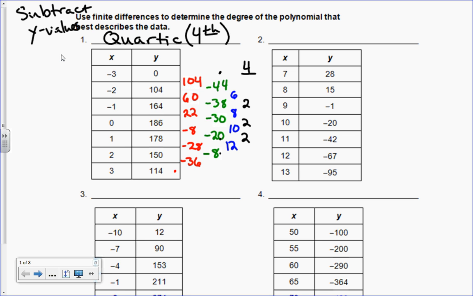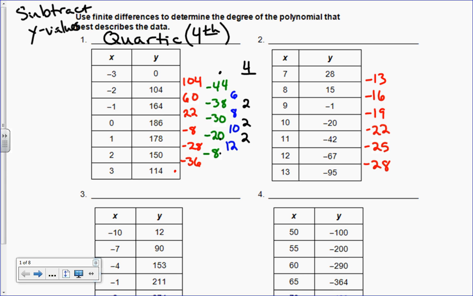Alright, look at number 2. Got the same thing. We're looking at differences here. Okay, I would, again, start at the bottom. Negative 95 minus negative 67 makes negative 28. Negative 67 minus negative 42 makes negative 25. Negative 42 minus negative 20 makes negative 22. Negative 20 minus negative 1 makes negative 19. Negative 1 minus 15 makes negative 16. And 15 minus 28 makes negative 13.